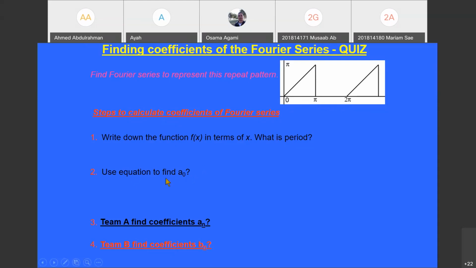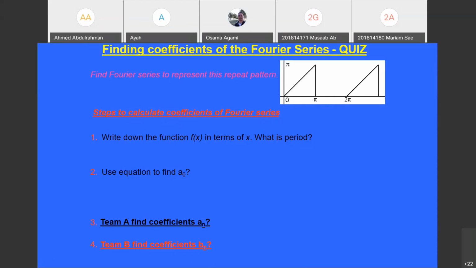A naught is just the integration of your function, right? So what's your function? It is x. So A naught is 1 over pi, from 0 to pi x and from pi to 2 pi it will be 0. Yes. So what is the value of A naught? Wait, doctor. Okay. We will see.